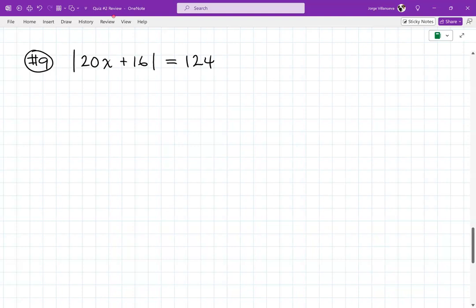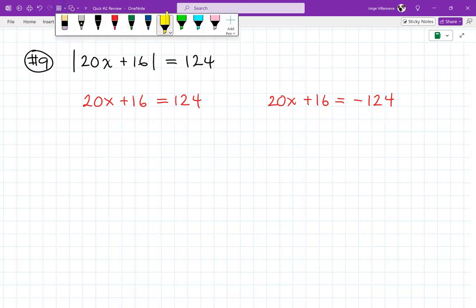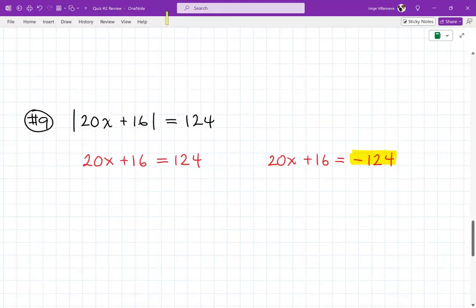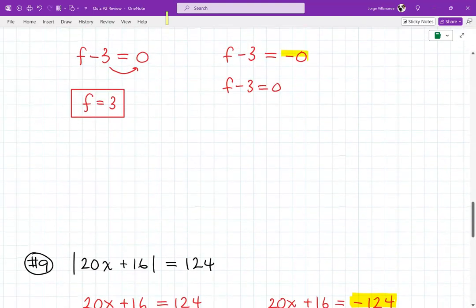Okay, so 20x plus 16, the absolute value of it is equal to 124. So I have to solve for that. Okay, so in order to do that, I'm going to go ahead and break it up into two problems. 20x plus 16 equals 124, and then 20x, not 2x, plus 16 equals negative 124. Okay, if you want, I'll even highlight the little minor change. This is the minor change that's happening, even in the previous problem, right here, okay?